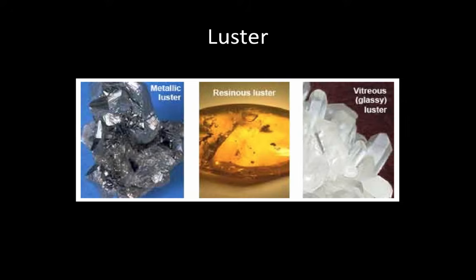These are just a couple examples of lusters that we can see. Galena on the left has a metallic luster. Amber in the middle is resinous. And then the quartz on the right has a glassy luster.